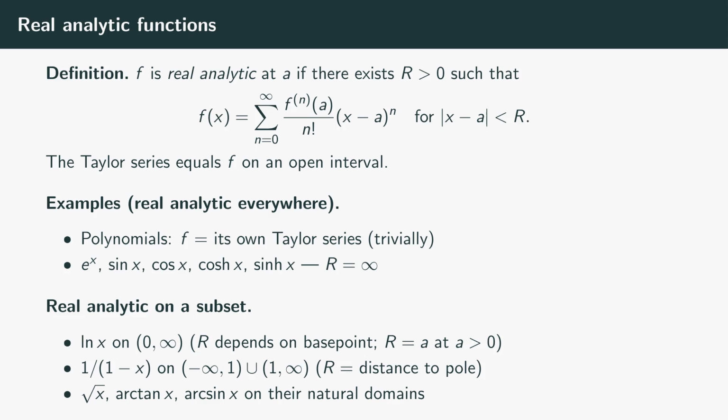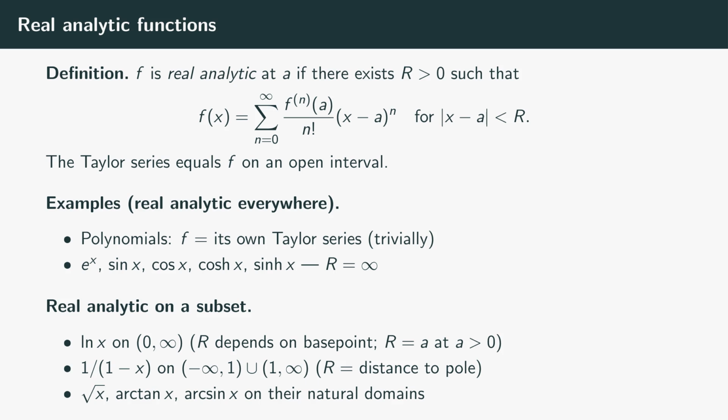Time for a definition that wraps up the whole Taylor series story. A function f is called real analytic at the point a if there exists a positive radius r such that f of x equals its Taylor series for every x in the open interval from a minus r to a plus r. So real analytic means the Taylor series doesn't just exist, doesn't just converge, but actually equals the function on an open interval. Most familiar functions are real analytic on their domains.